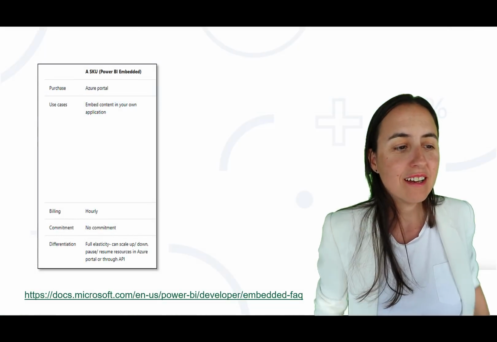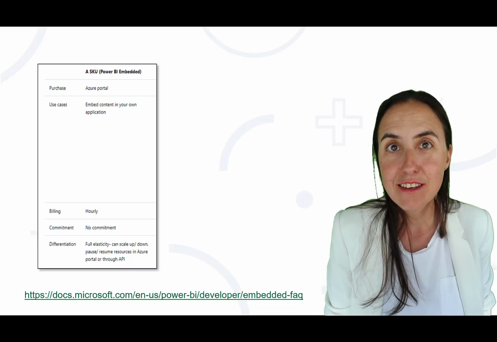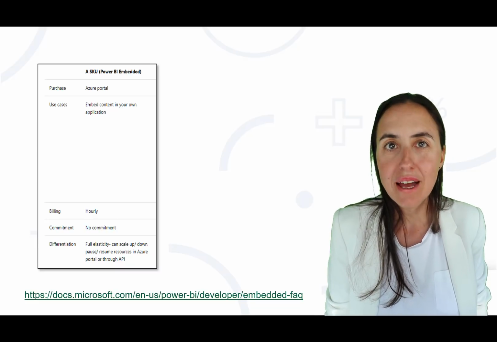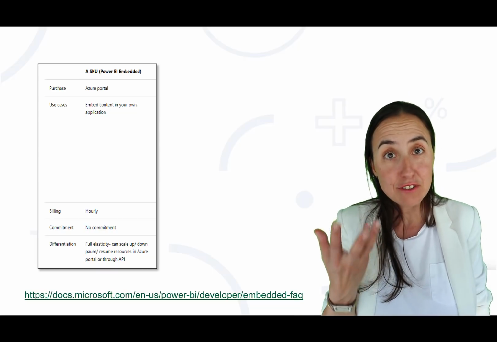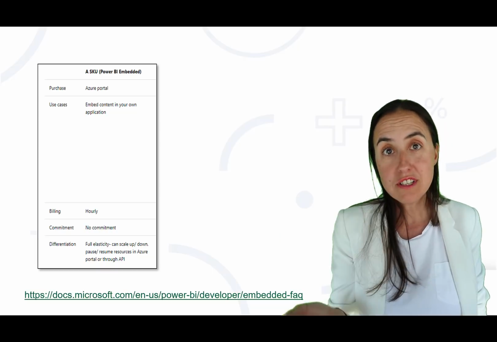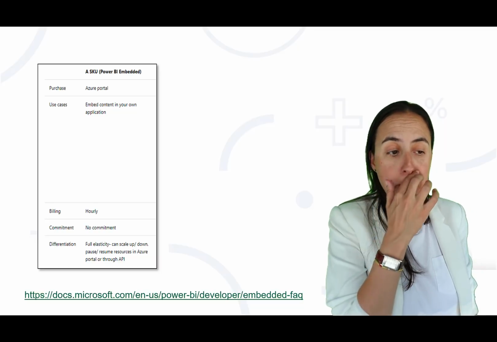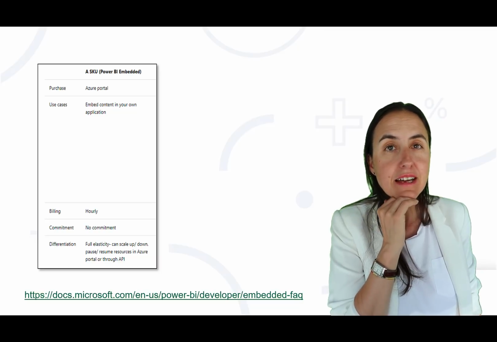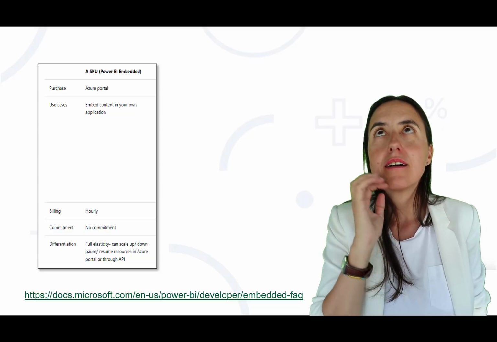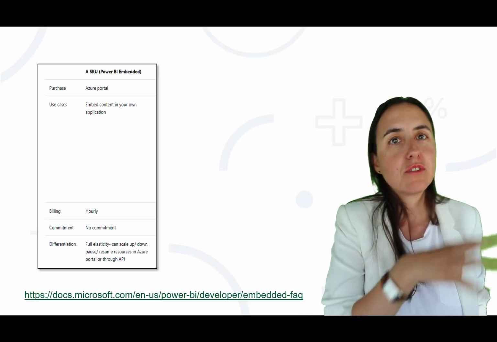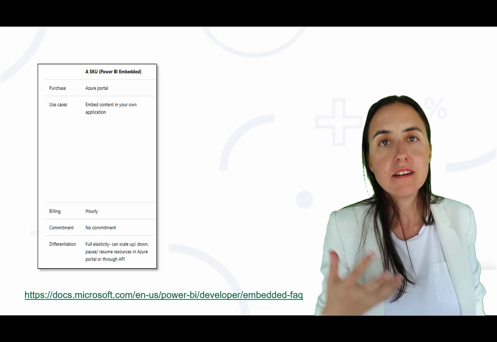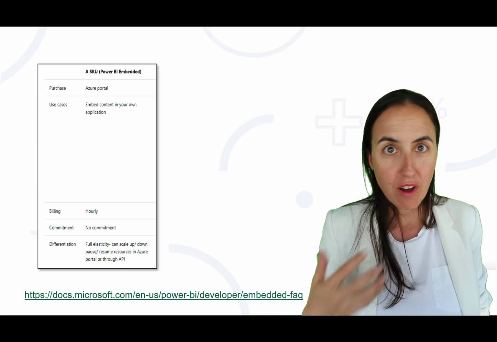Let's jump on it. So the A SKU is the embed Azure version, okay? The A stands for Azure. It means that you purchase the capacity through Azure. And that is very, very useful when you're trying to embed Power BI in your own application. What does that mean? It means, for example, that you're creating an Internet of Things product or service.